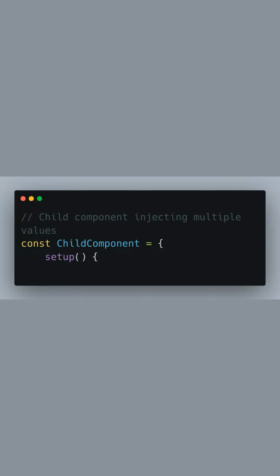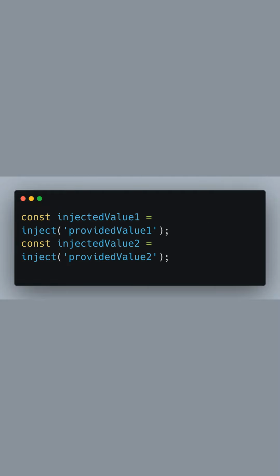Now let's define a child component. Within its setup function, we're going to use the inject function to access the values provided by a parent component. We inject the values separately using the strings provided value 1 and provided value 2 as keys. These keys must match the ones used in the provide function from the parent component.